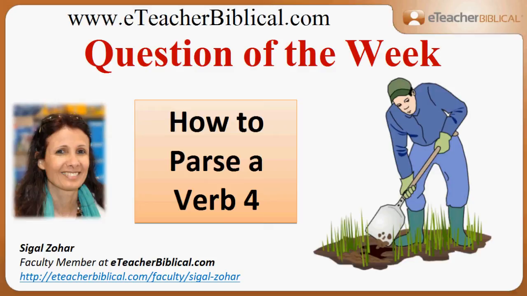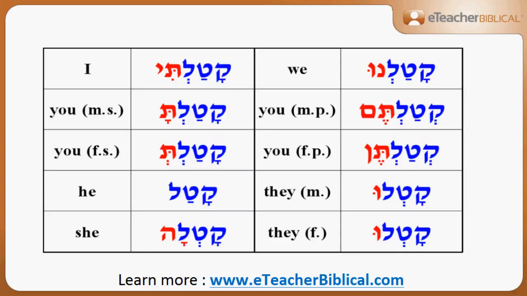Today we're going to finish talking about the 4 basic verbal forms. So today will be the weqatal. In order for us to know the weqatal, we need to remember the qatal. So this is the conjugation of the qatal that we saw before.